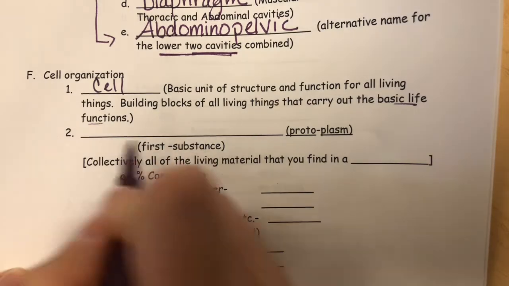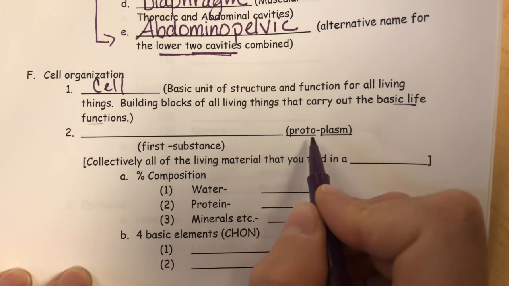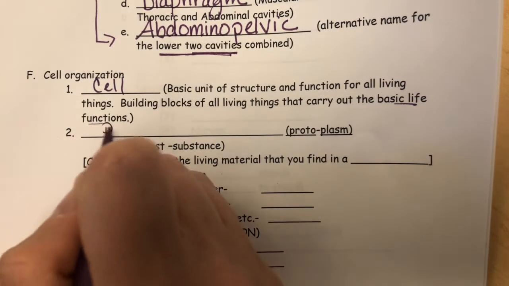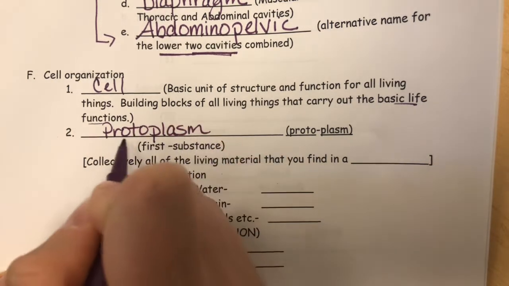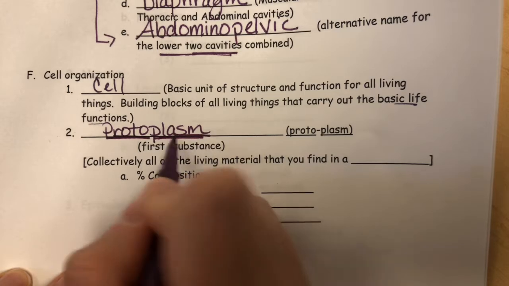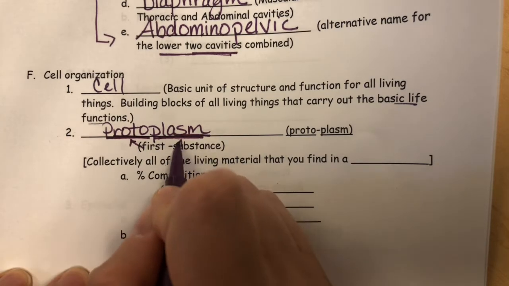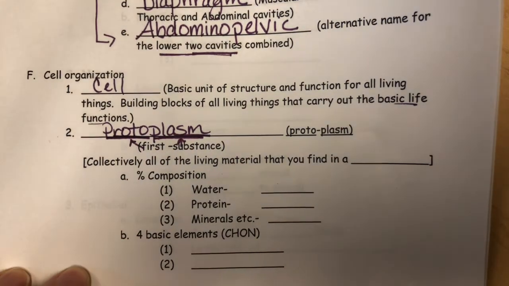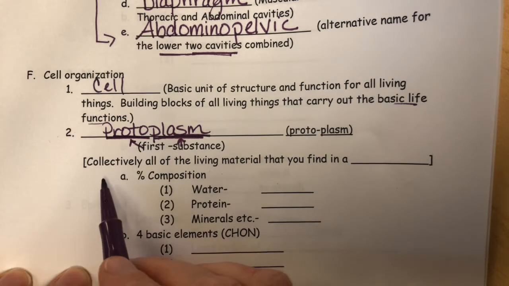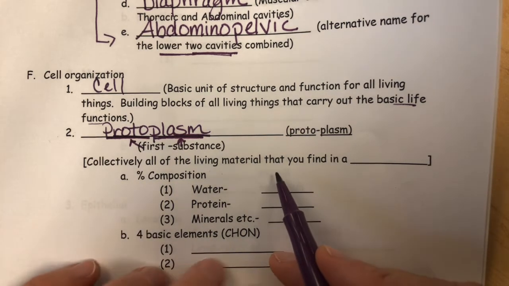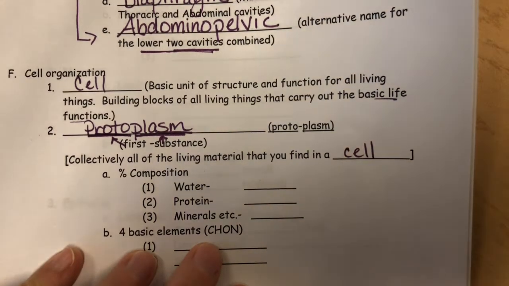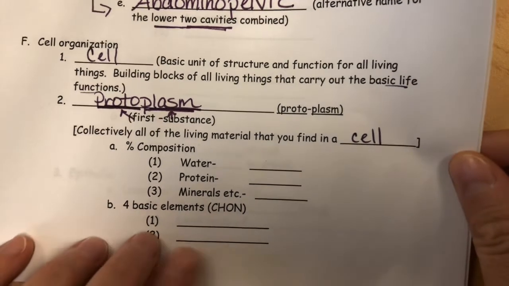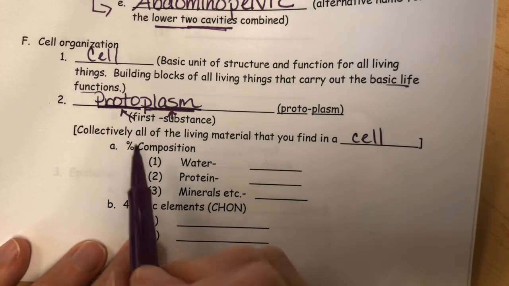All right, so then there's this thing called protoplasm. Protoplasm means first substance. And so this is collectively all of the living material you find in a cell, so everything that comprises the inside of the cell.